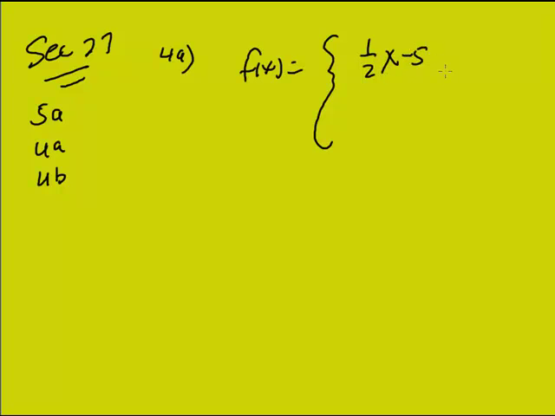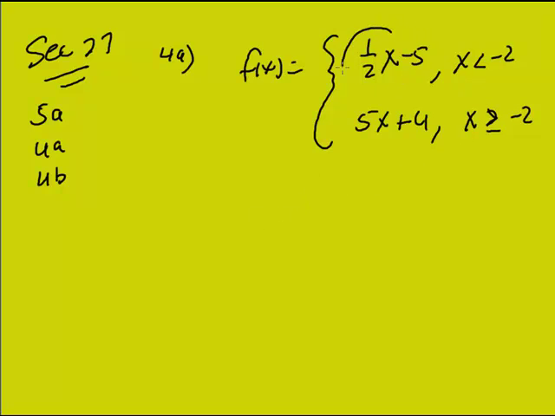Minus 5, x is less than negative 2. And I have 5x plus 4 when x is greater than or equal to negative 2. Well, you should know by now both of these are lines. Okay, both of these are lines.